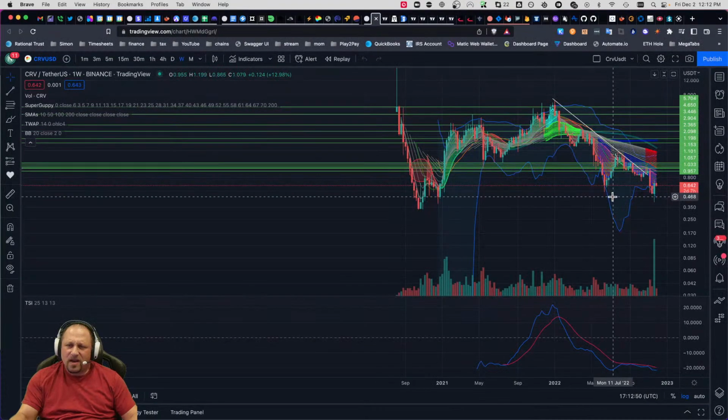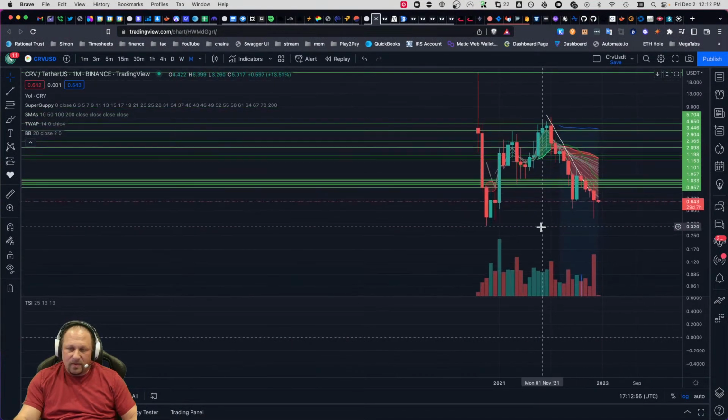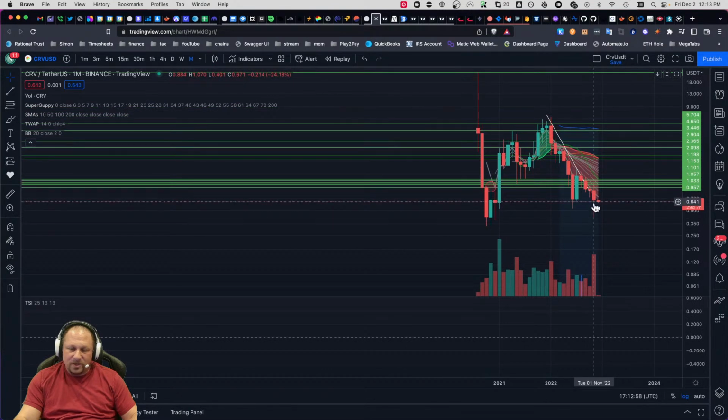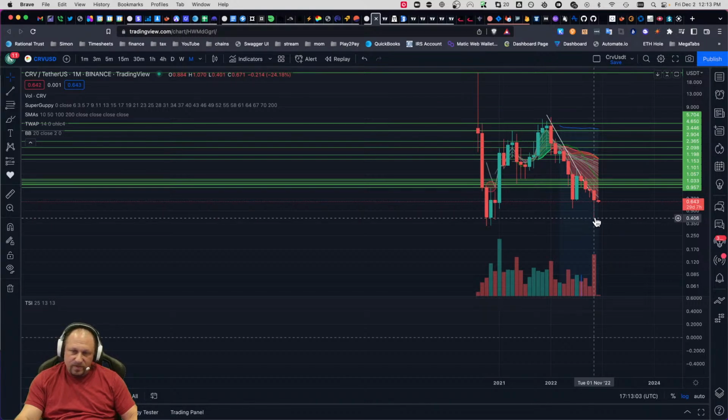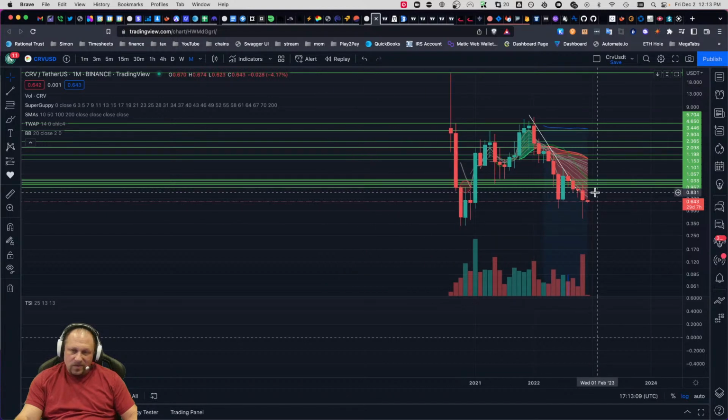Let's look at Curve. Curve hanging on at 64 cents. That's good to see. Let's zoom out to the monthly. Very interesting monthly, with the massive liquidation wick when the manipulative short position was liquidated. Wild to see. There's a lot of ways to interpret this.